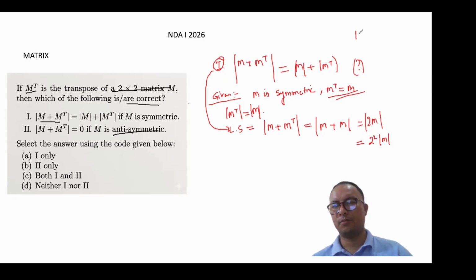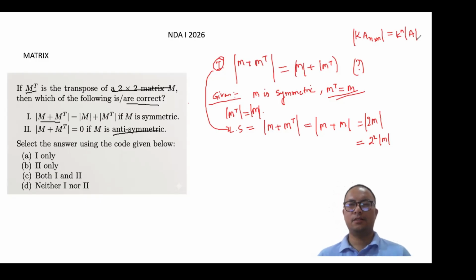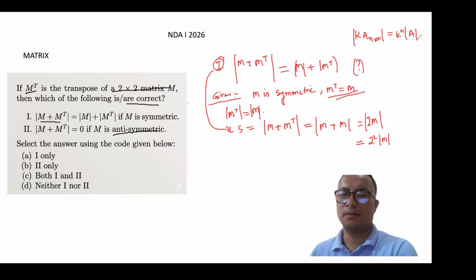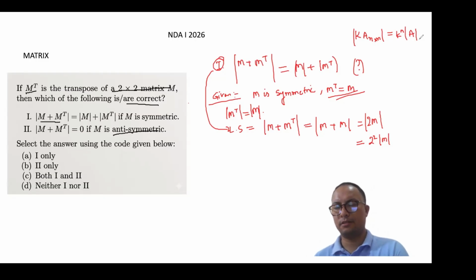Why? Because we have a property: if K is a constant and A is an N by N matrix, then the determinant of K times A is K to the power N times the determinant of A. Here N is 2 because it is a 2 by 2 matrix, already given in the question. So this will be 4 times the determinant of M. This is your left hand side.